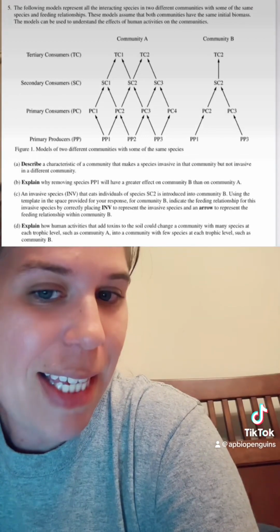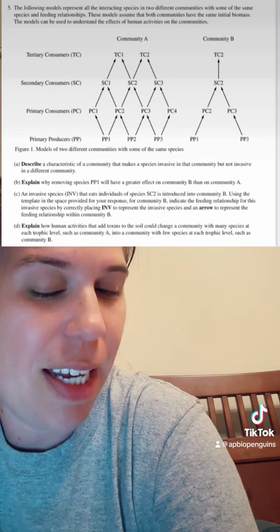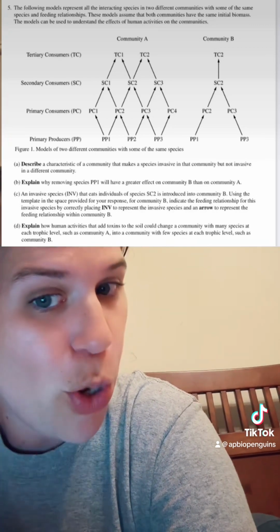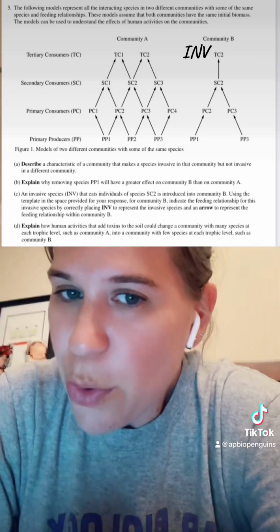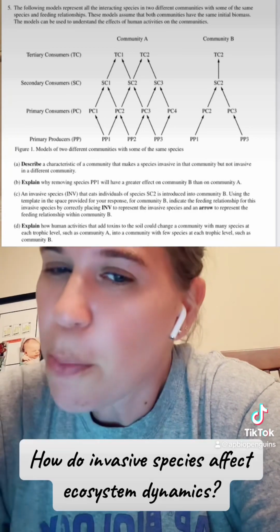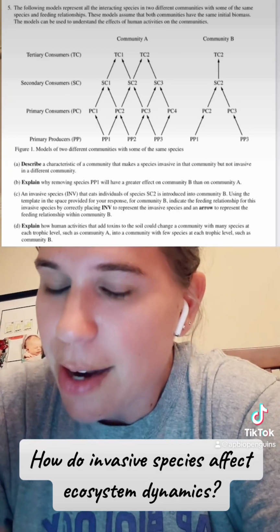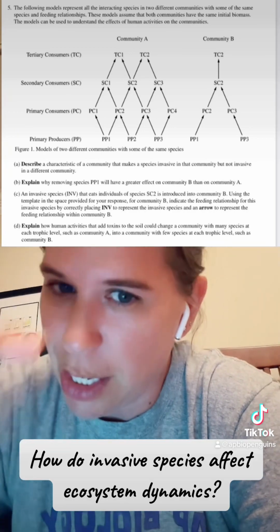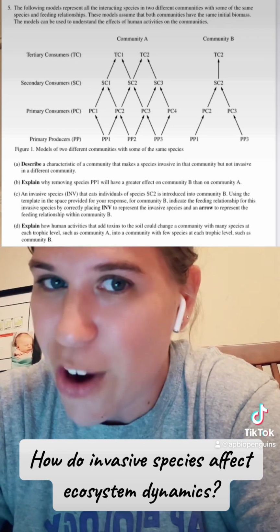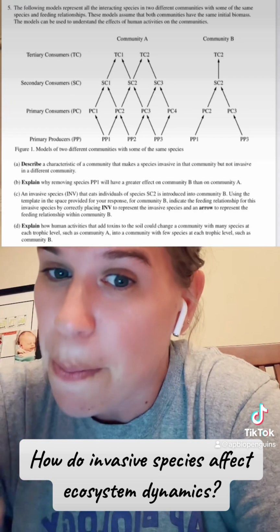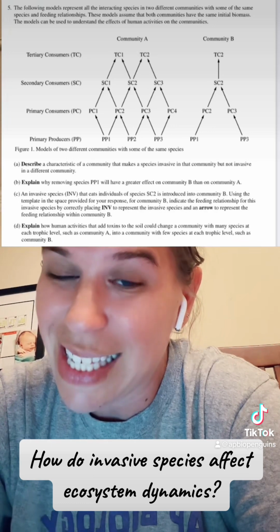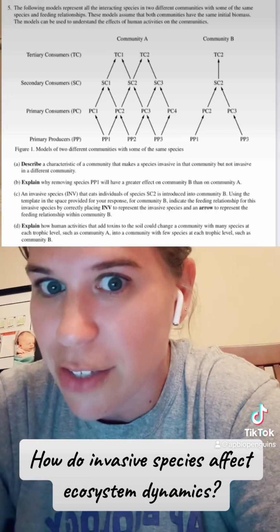So part C is telling us that the invasive species is going to eat the individual SC2. They then want us to modify this diagram and show where that invasive species is. So we know the invasive species is going to be equal on the diagram with TC2. But it's important for us to recognize that by the invasive species being equal on that web with TC2, that means it is competing for SC2. So if it's a better predator, then it's going to outcompete TC2, which could cause the loss of TC2 in that population.